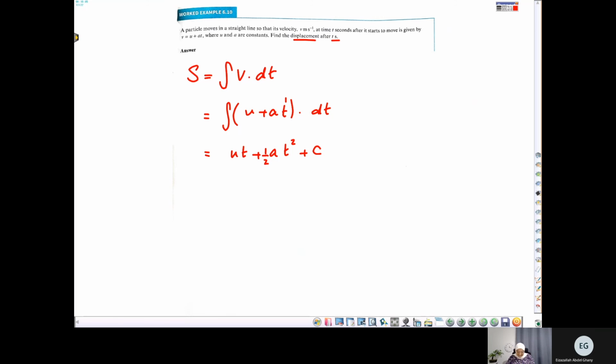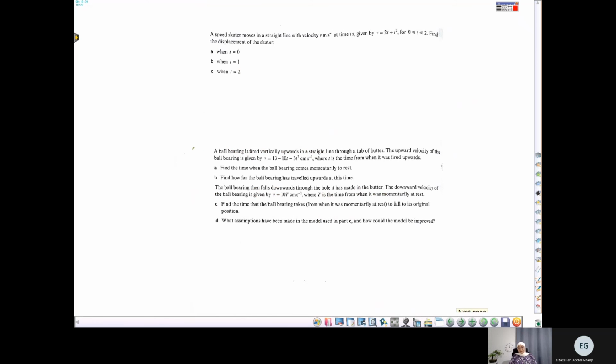So we have to substitute at time equals 0, displacement equals 0, therefore c equals 0, then s equals ut plus half at squared. Wow, it's another formula which is very famous in kinematics. S equals ut plus half at squared. Now let's go. Let's solve some questions.